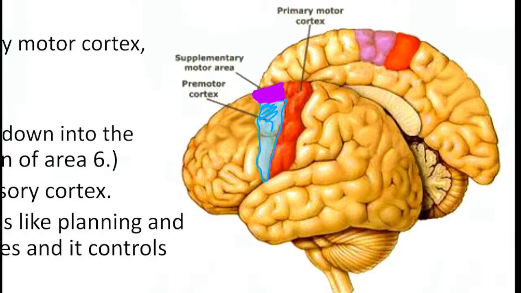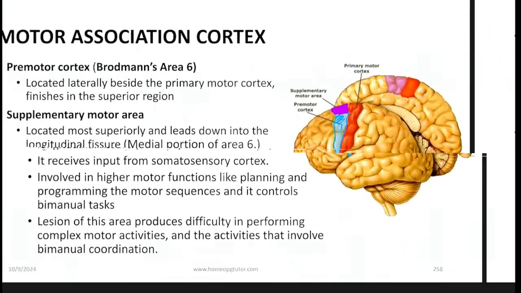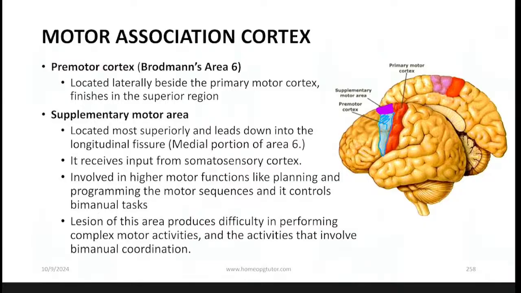So both the premotor cortex and the supplementary motor area are involved in fine motor movement. They are going to supply the axial muscles and the proximal limb muscles. And we already mentioned there is movement through planning, sequence, and execution. So that is about the motor association cortex.